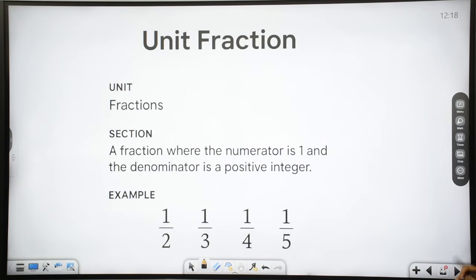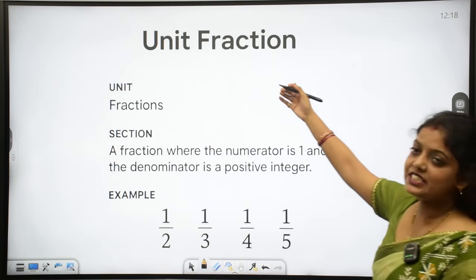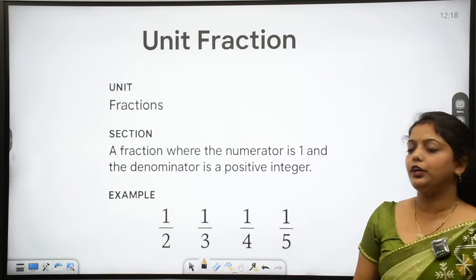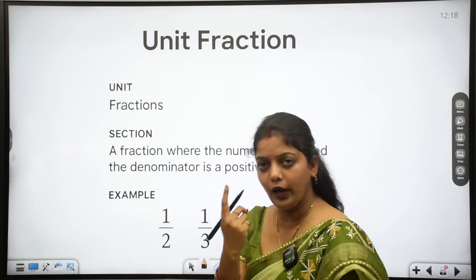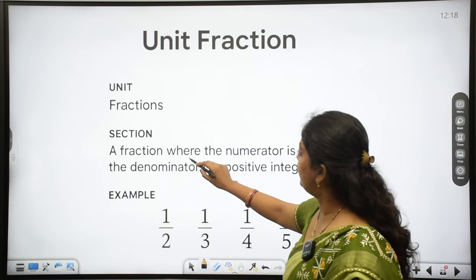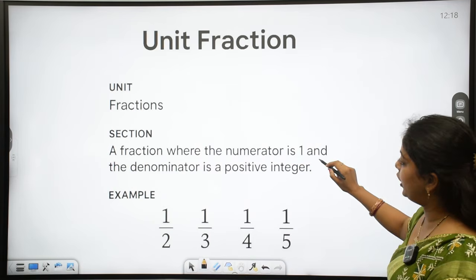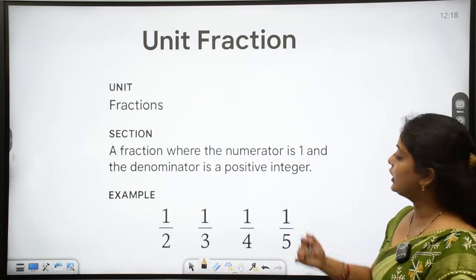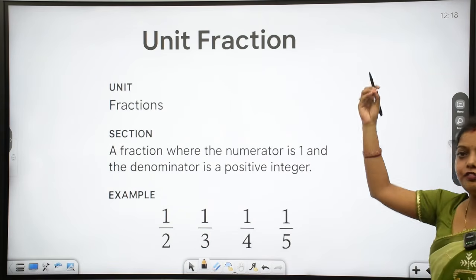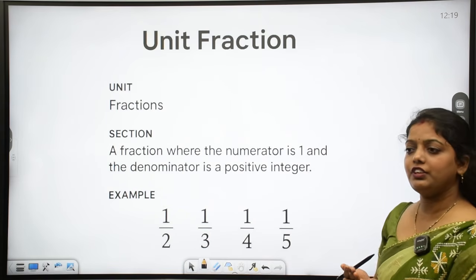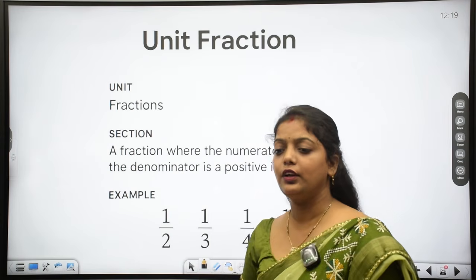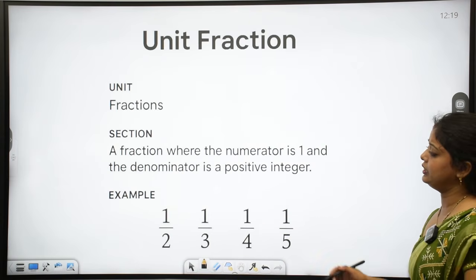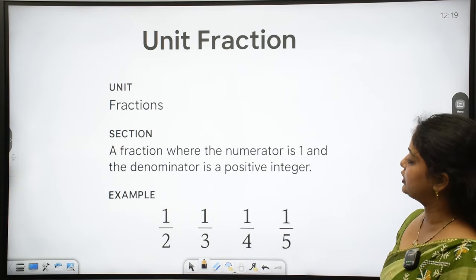Next, the last type of fraction is the unit fraction. You know the meaning of unit. Unit represents 1. A fraction where the numerator is 1 and the denominator is a positive integer is known as a unit fraction. Any fraction which has 1 as the numerator and any positive number written as the denominator is known as a unit fraction.